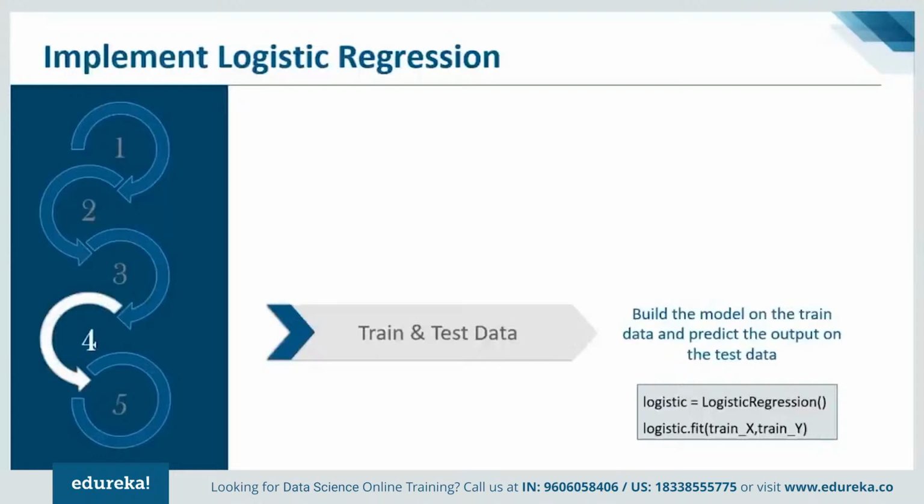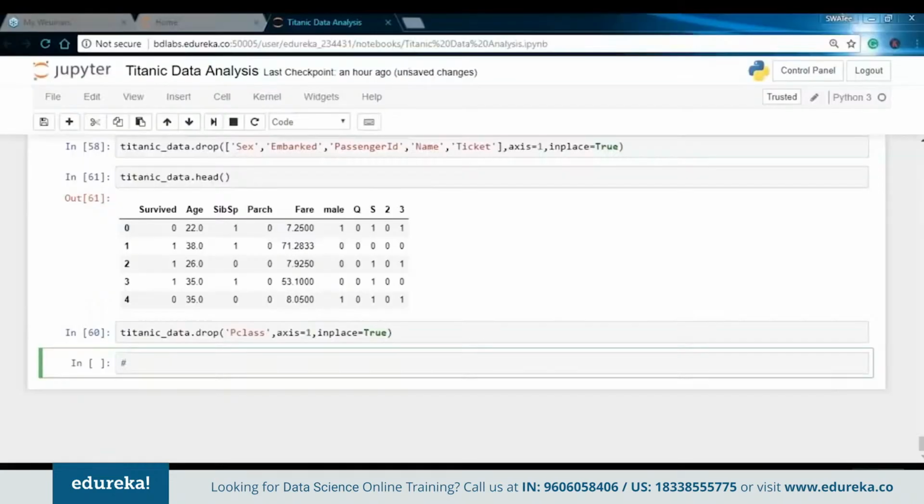Then my next step is training and testing your data. So here we will split the dataset into train subset and test subset. And then we'll build a model on the train data and then predict the output on your test dataset. So let me just go back to Jupyter and let us implement this as well. Over here, I need to train my dataset. So I'll just put this in heading 3.